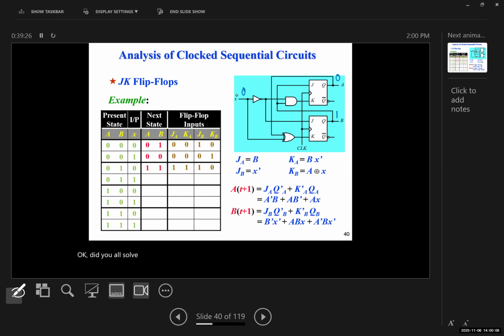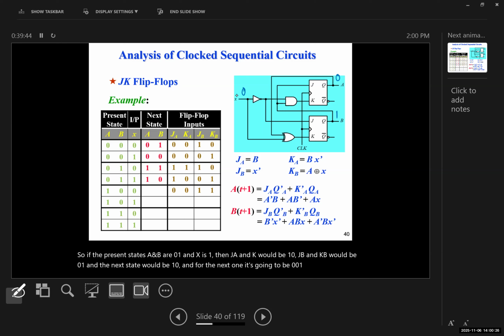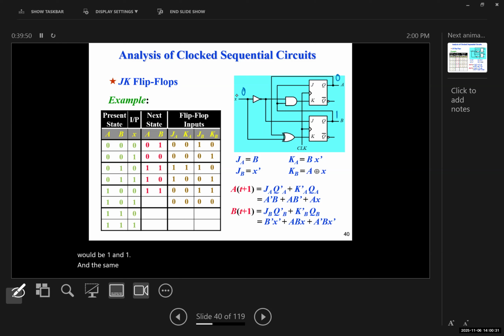Yeah. Okay. So if the present states A and B are 0, 1, and X is 1, then JA and KA would be 1, 0, JB and KB would be 0, 1, and the next state would be 1, 0. And for the next one, it's going to be 0, 0, 1, 1, and the next state would be 1 and 1. And the same way, 0, 0, 0, 0 for JA, KA, JB, and KB. And when all of them are 0, it's going to keep the current state, so it's going to be equal to 1, 0 because A and B were 1, 0.